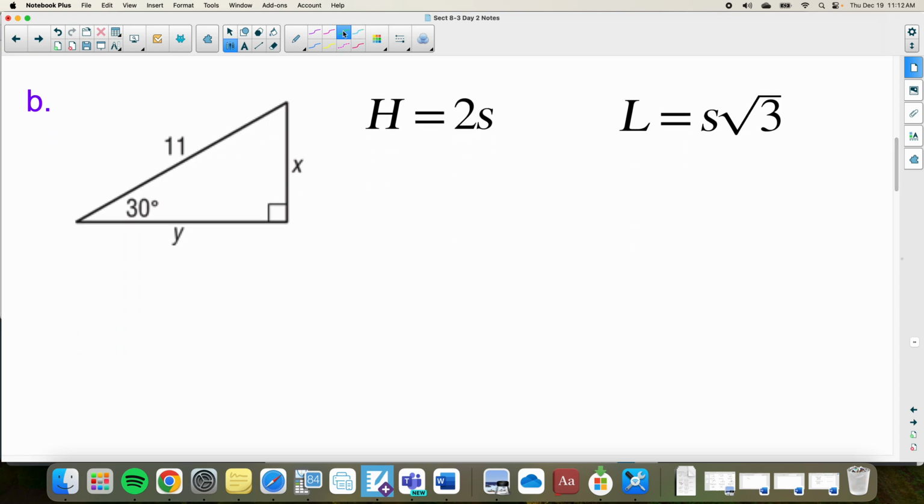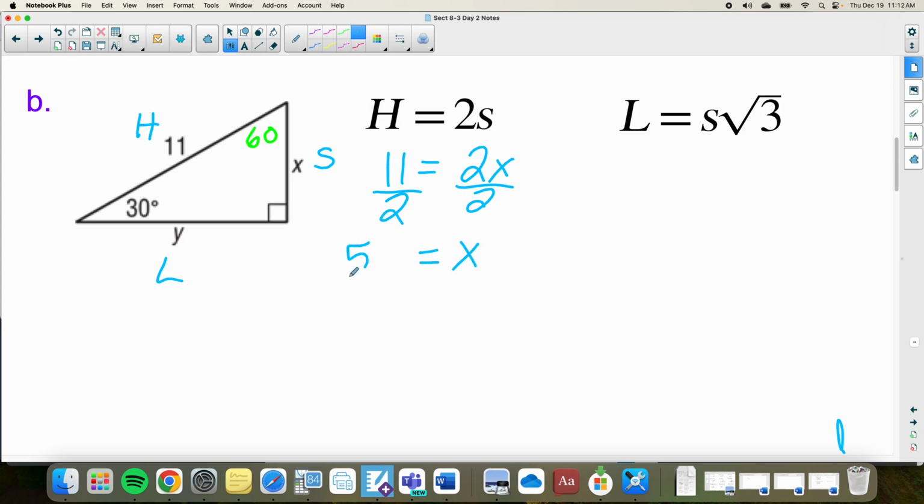If I look at this one, remember if that's 30 and that's 90, this has to be 60. Across from the right angle is my H, across from the 30 is my S, across from the 60 is my L, and then I would substitute in. Now in this one, we're given the H. If you are given the H, you start here, okay? So H is 11, and then it's 2 times S, which you want to find X, so you substitute that in. Then we just divide by 2, and X would be 5.5.